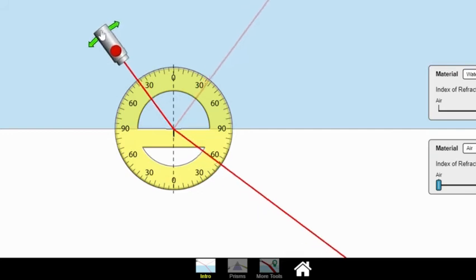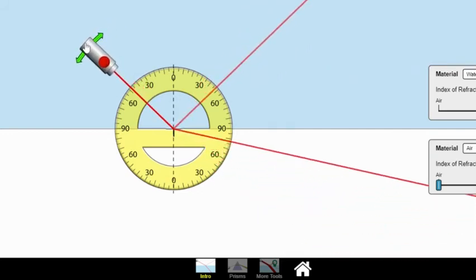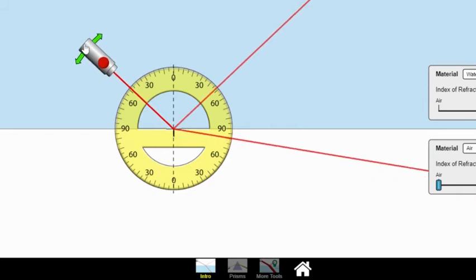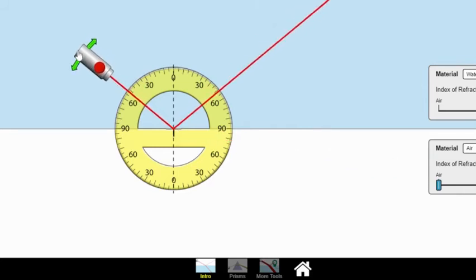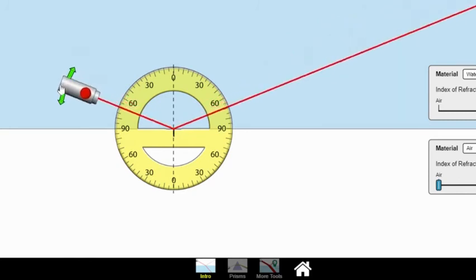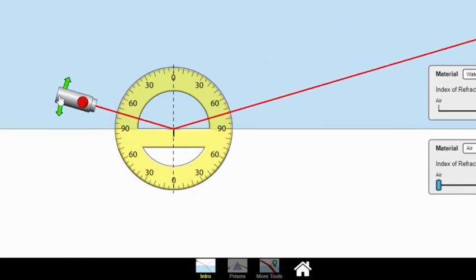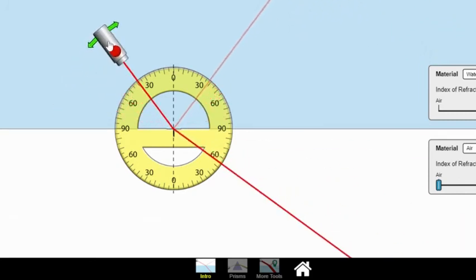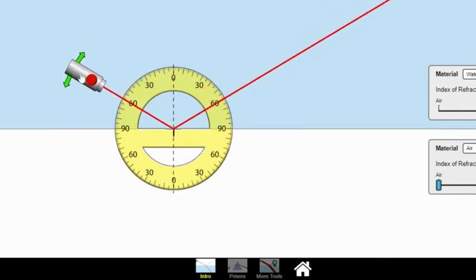But at some angle, and we have a name for that angle, as you might imagine, we call it the critical angle. At a particular critical angle, you can see anything bigger than that, the light ray does not get out. Smaller than the critical angle, the light ray gets out. Bigger than the critical angle, the light ray does not get out of the water.